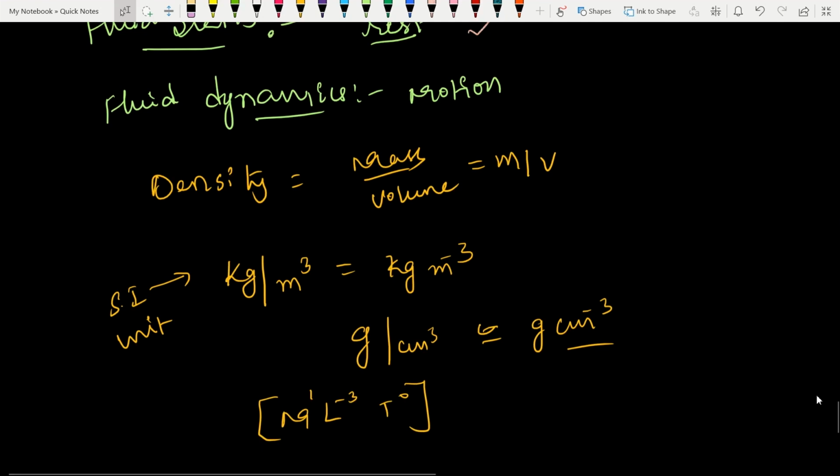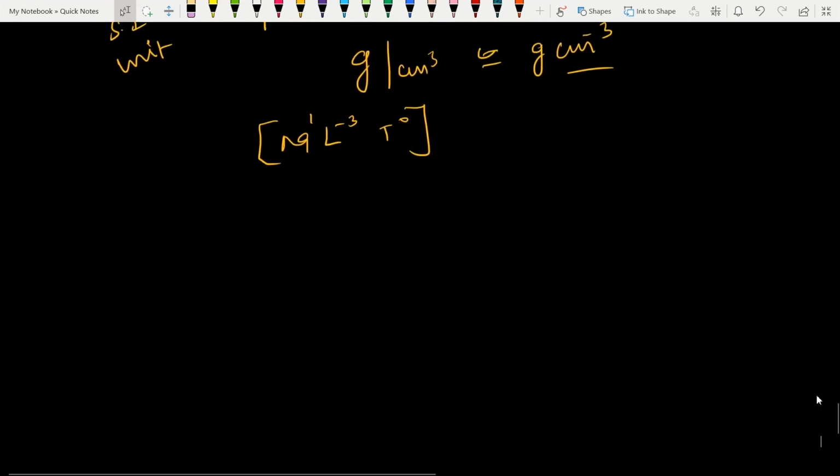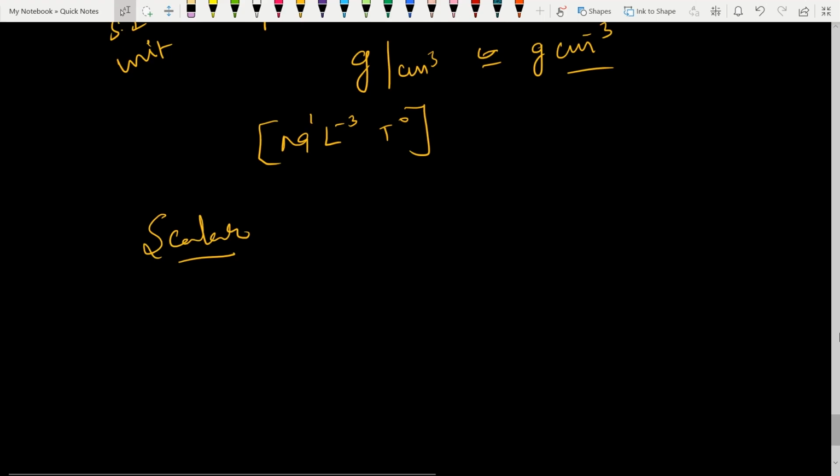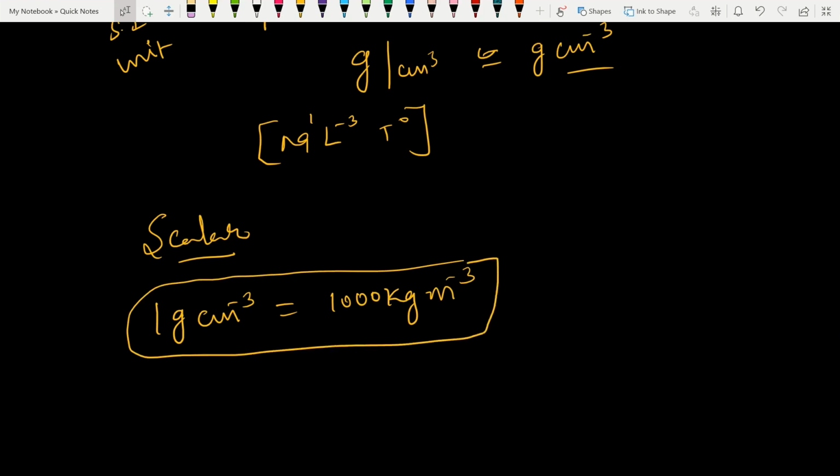And coming to it, is density a scalar quantity or a vector quantity? Density is a scalar quantity. 1 g cm^-3 is equal to 1000 kg m^-3. So this statement is very, very important. Make sure you are remembering this one.